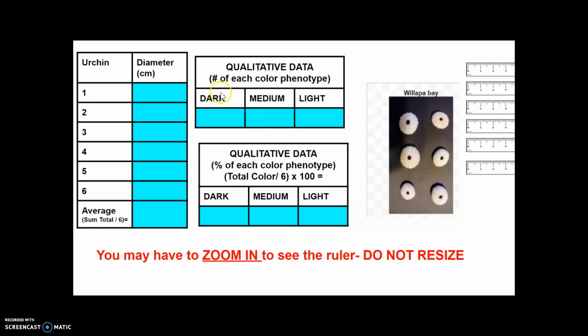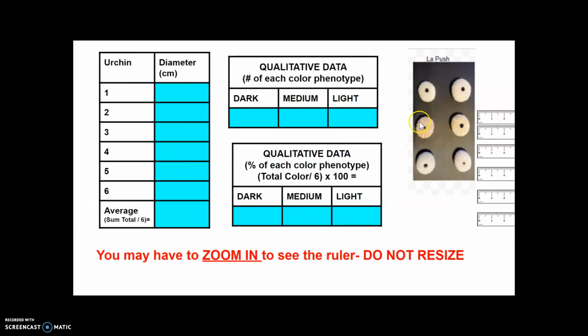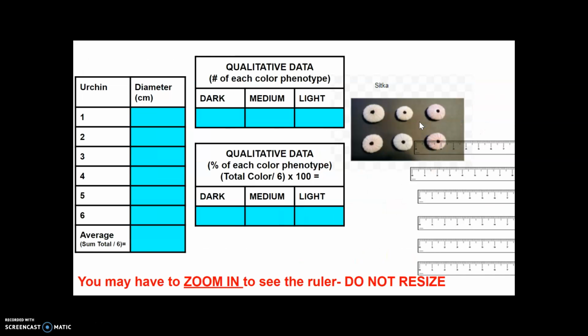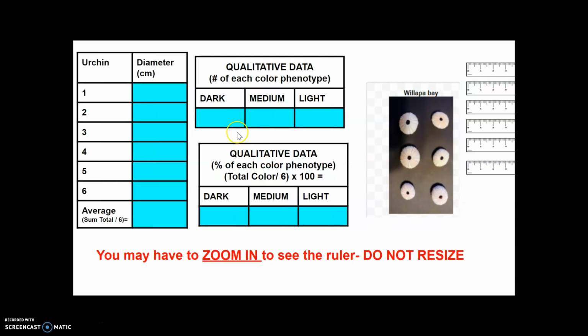And I know it's a little hard to tell if it's dark, medium, or light, but if you flip through the urchins in some of the other groups, you can clearly see that some urchins are darker than others. So you can use that as a scale for your own chart. Do your best with how you are quantifying whether it's dark, medium, or light. And then you're going to be measuring the diameters of the urchins.